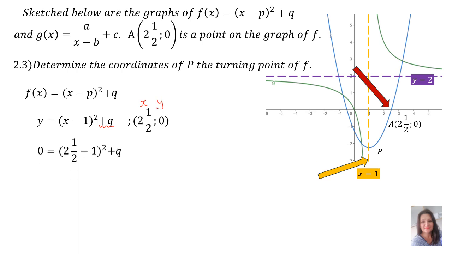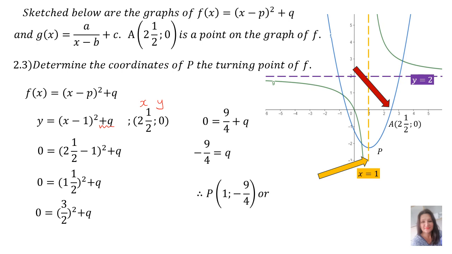When we substitute in y's place 0 equals, in x's place 2.5 minus 1, 2.5 minus 1 is 1.5 squared, and 1.5 is the same as 3 over 2 squared, and 3 over 2 squared is 9 over 4, and we can find q. q is minus 9 over 4. Therefore, the coordinates of P will be (1, minus 9 over 4), or you can write it as (1, minus 2.25).